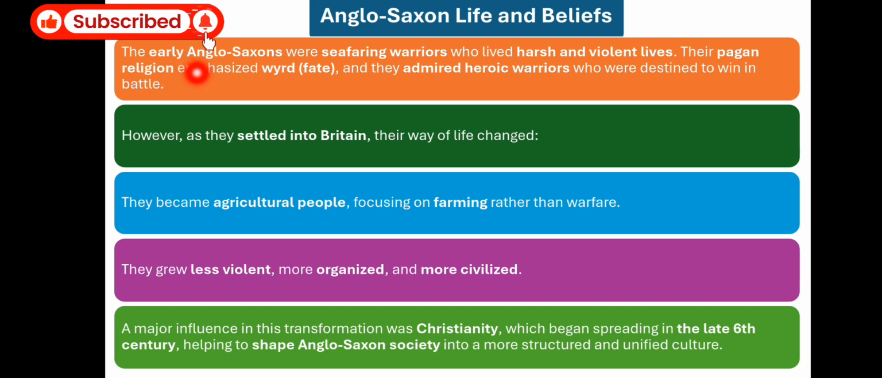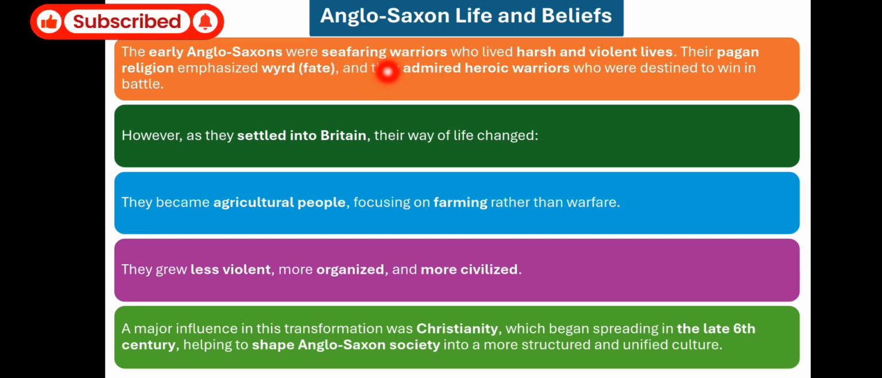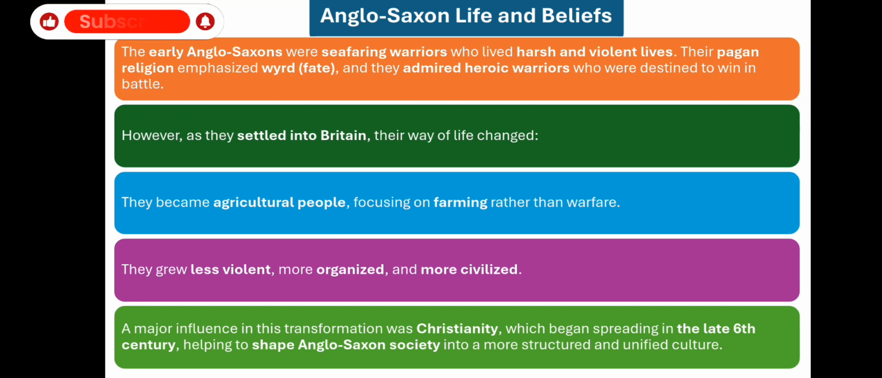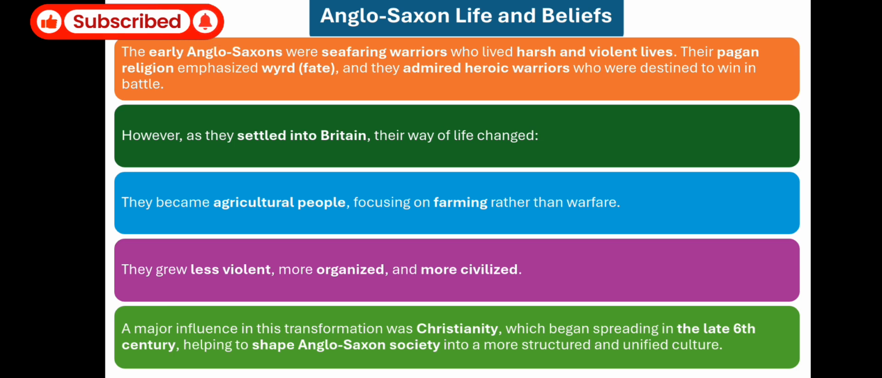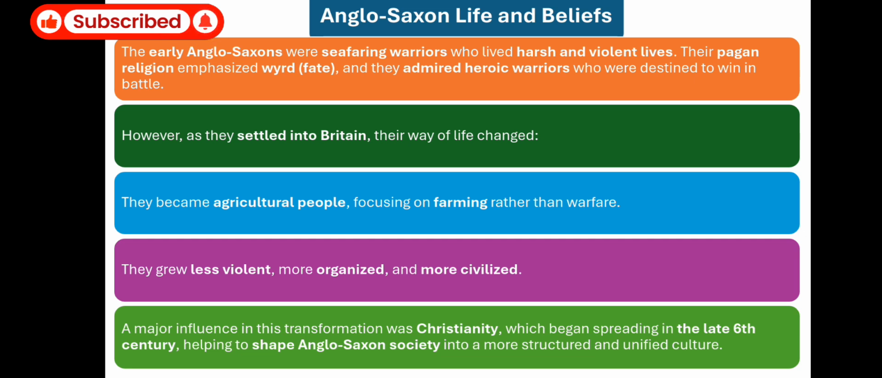So you can see the bold Anglo-Saxons. They were seafaring warriors, traveling by sea in their boats, and they lived harsh and violent lives. Now their pagan religion. In the past, anybody who did not believe in a major religion, for example Christianity, would be known as pagan. So their pagan religion emphasized fate, and they admired heroic warriors who were destined to win in battle.